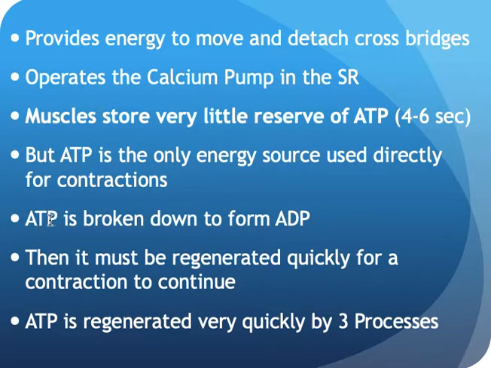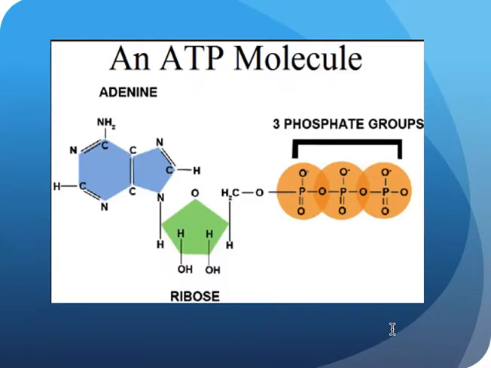So this ATP is going to be broken down. It's a triphosphate, and when we break off that one phosphate bond, it becomes a diphosphate, ADP, and therefore we must regenerate it quickly for these contractions to continue. After 4 to 6 seconds, we have to find a new source of ATP and replenish the ATP that we've used up. We can use 3 processes for this. ATP is regenerated very quickly by these 3 processes, turning the ADP, or diphosphate, back into ATP.